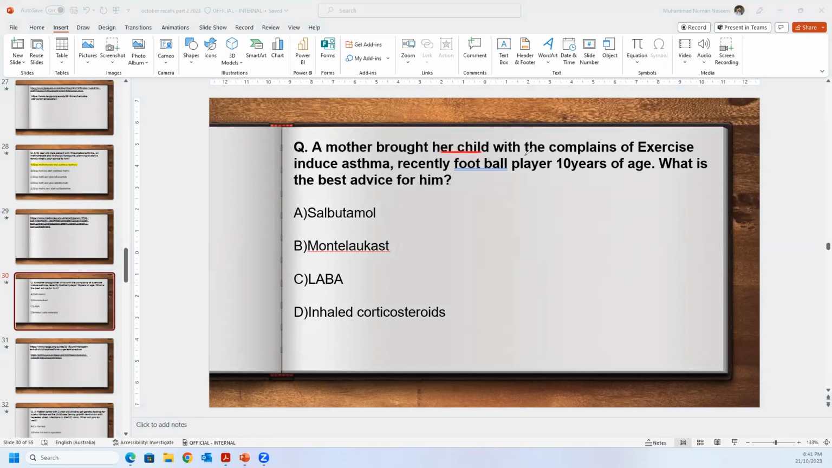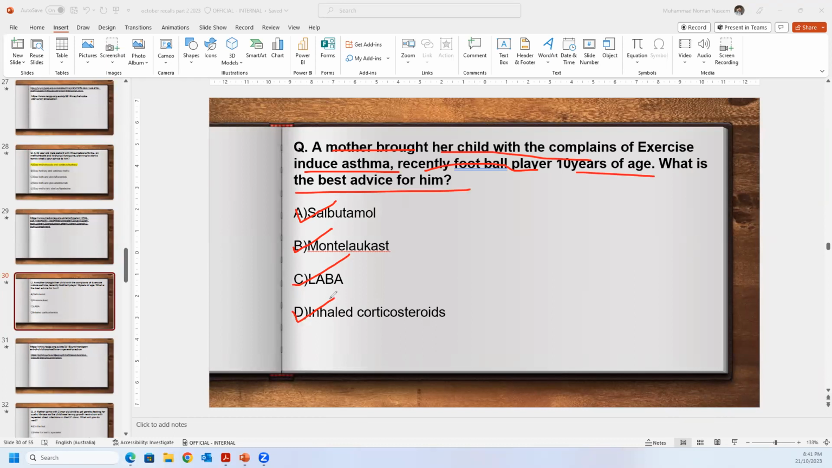A mother brought her child who complains of exercise-induced asthma. Recently, football player, 10 years of age. What is the best advice for him? Salbutamol, montelukast, LABA, or inhaled corticosteroids? So whenever they're coming to you with the exercise-induced asthma, what is the best advice? Give salbutamol before the exercise, give montelukast before the exercise, give LABA or inhaled corticosteroids.